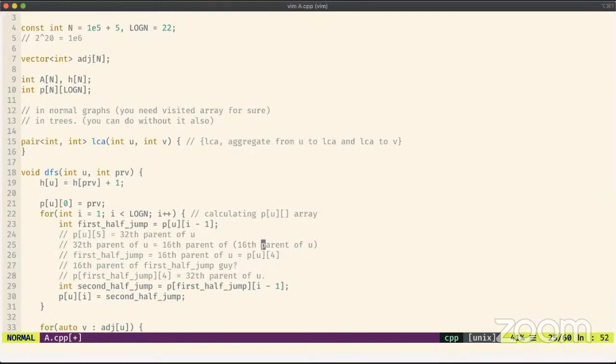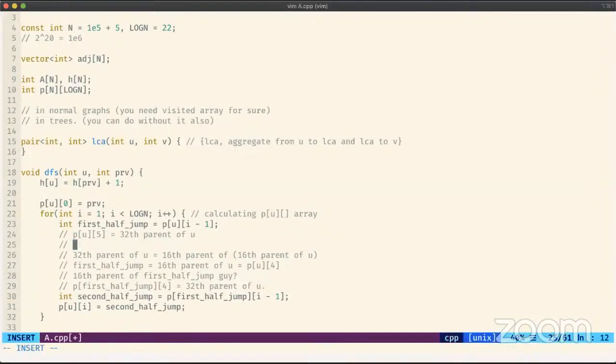Okay, this is slightly tricky. To calculate the 32nd parent of u, it's the same as asking who's the 16th parent of the 16th parent of u. Let's say the 16th parent of u is some node. If I go to that node, I can again ask who its 16th parent is. If it tells me the correct answer, I can go to that node and I'm done. A node's 32nd parent means first jumping 16 steps up, and whoever you find at that position, ask who his 16th parent is. And that's my 32nd parent.